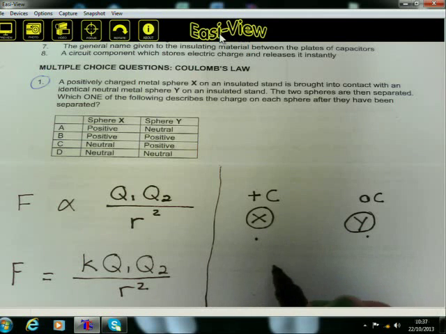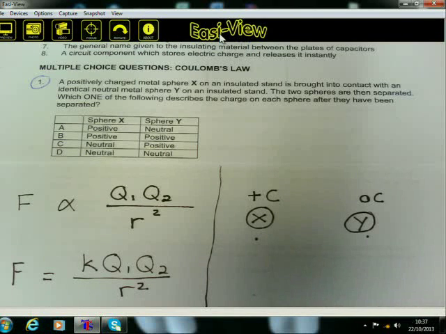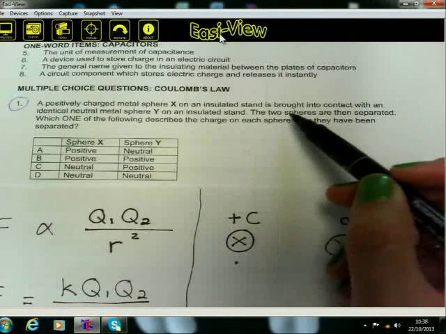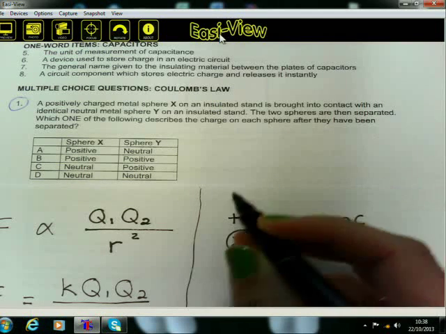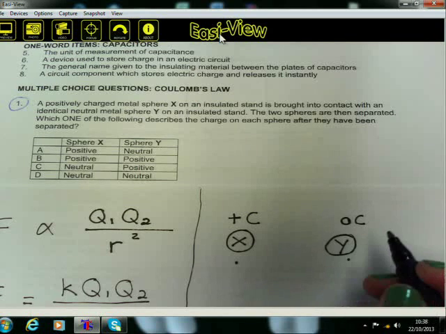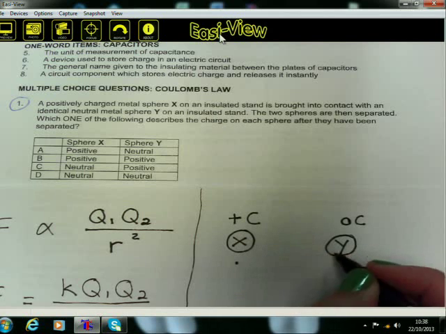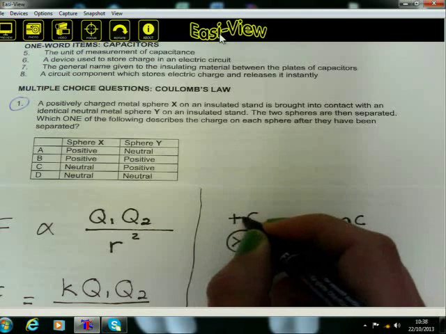And remember, the only thing that can be transferred is electrons. We can never transfer protons. Alright, so let's read the question further. The two spheres are then separated. So they make contact and then we separate them. Which one of the following describes the charge on each sphere after they have been separated? So what's going to happen when these two spheres touch? This one is 0, this one is positively charged.